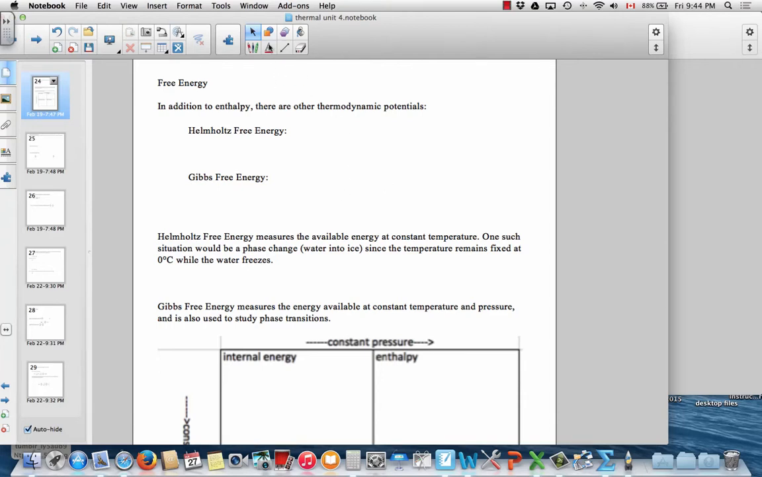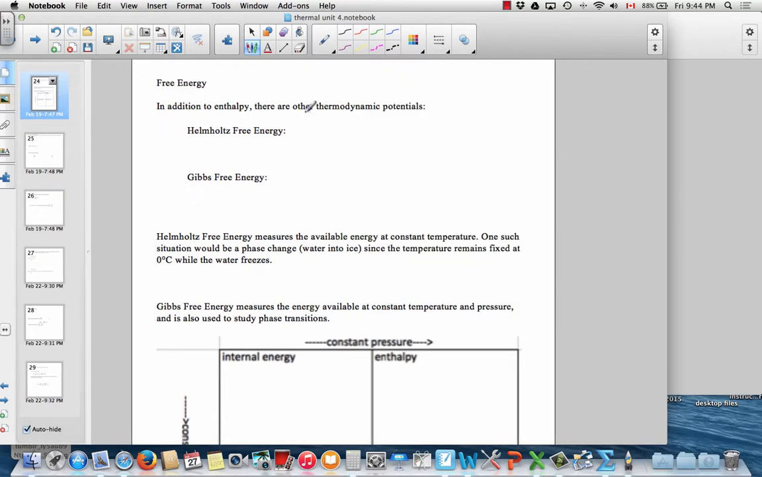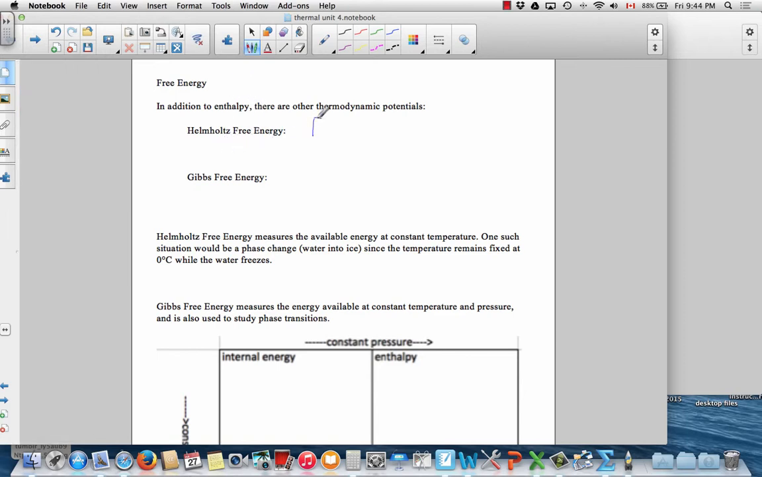Okay, so we've seen thus far in the course a number of thermodynamic potentials. Temperature, in a way, is a thermodynamic potential because it indicates when thermal energy will flow between objects. Enthalpy is another one. Here's a couple more. Free energy, we've already mentioned this, and that measures the availability of energy if we're in a constant temperature process.